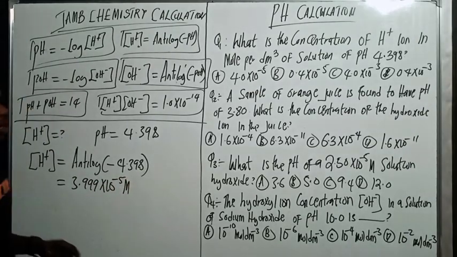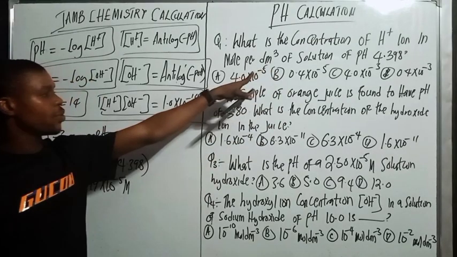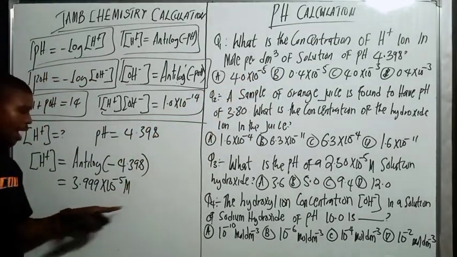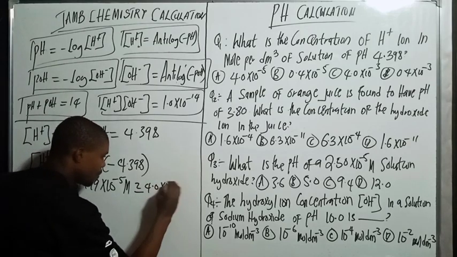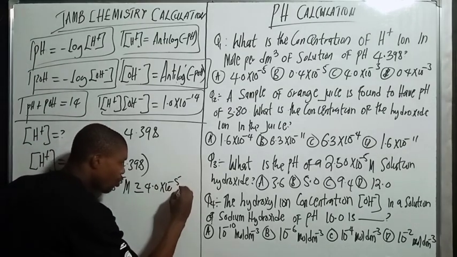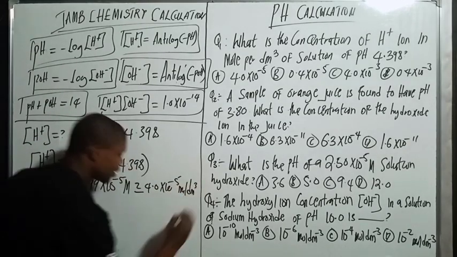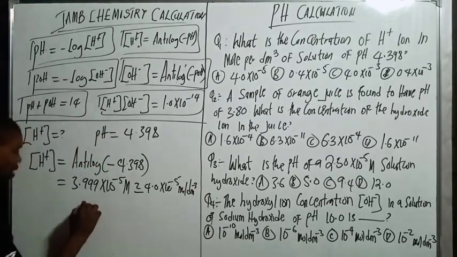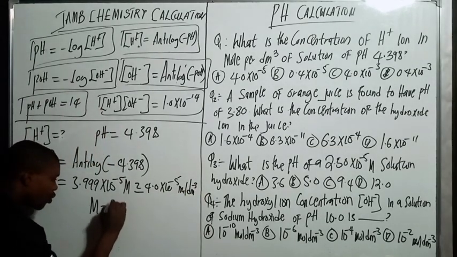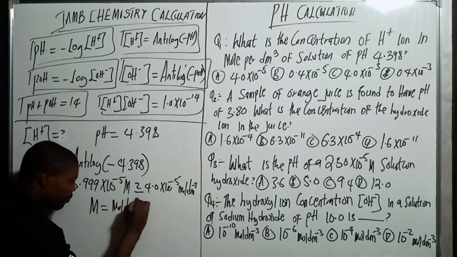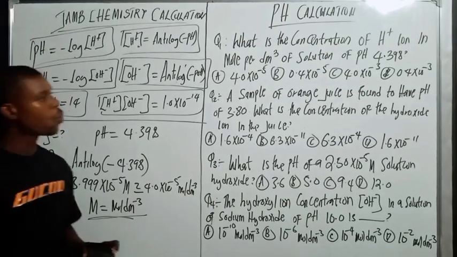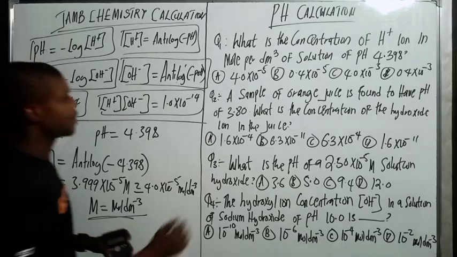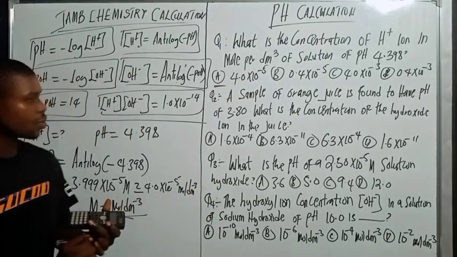Mole per dm cube. Now remember, mole per dm cube is also the same thing as capital letter N, right? So we also have 4.0 exponential minus 5 mole per dm cube. Understand that molarity is the same as mole per dm cube. You need to take note of that. So what is the correct option? The correct option is A. You understand? So that is the correct option.